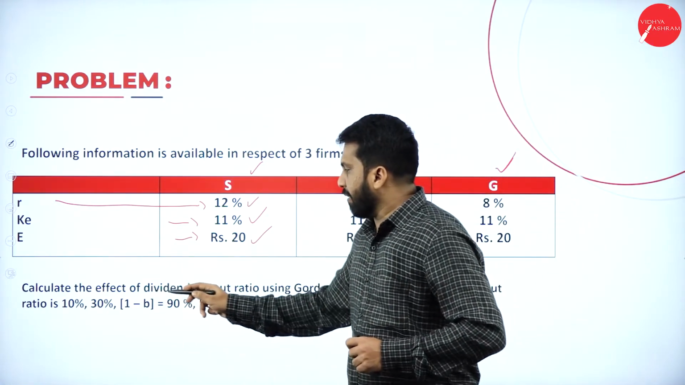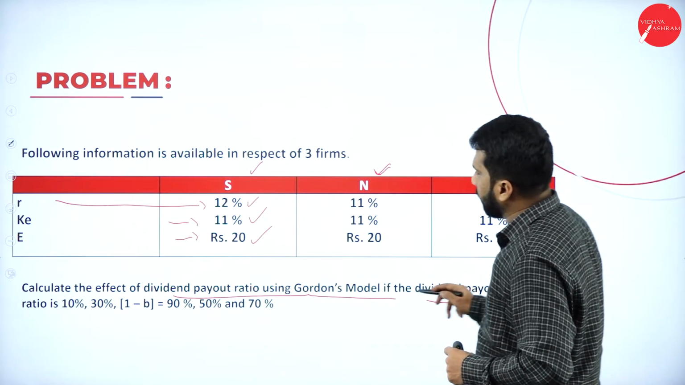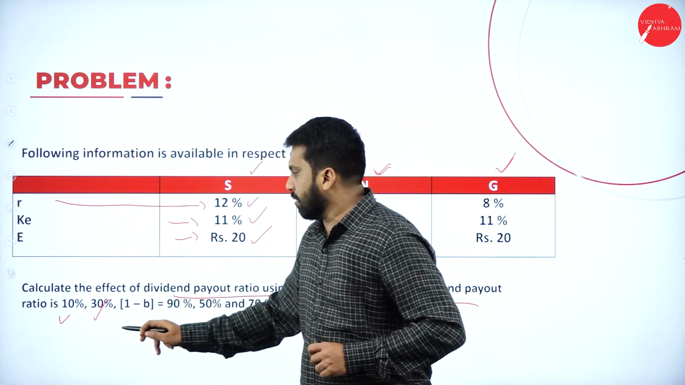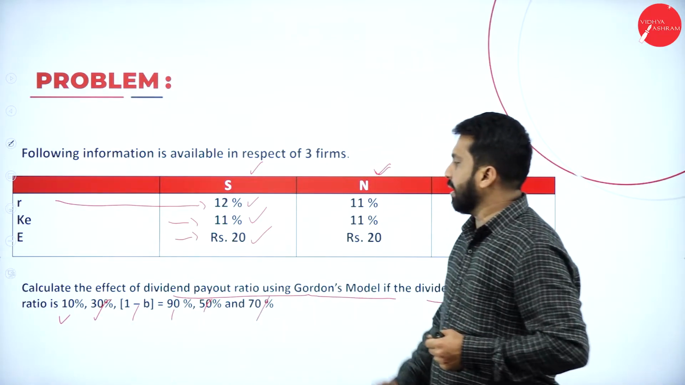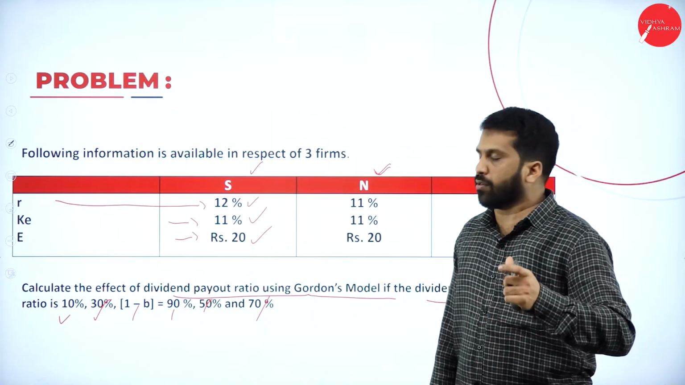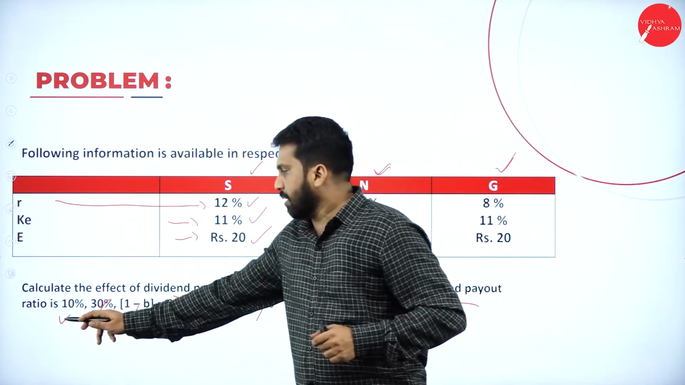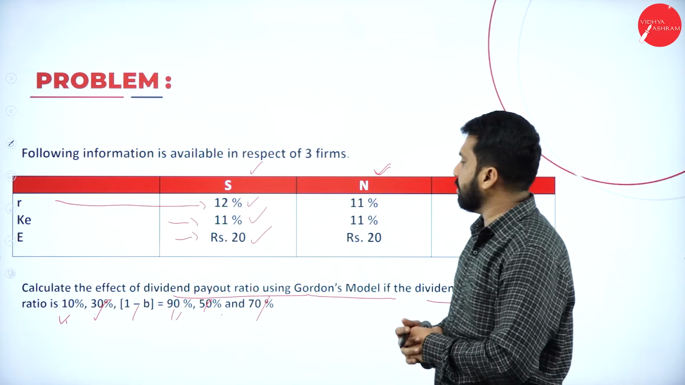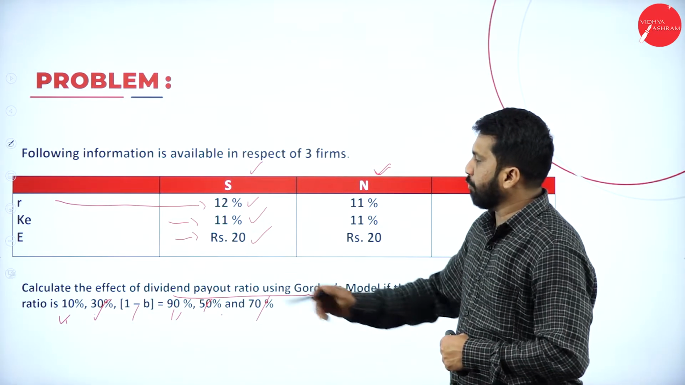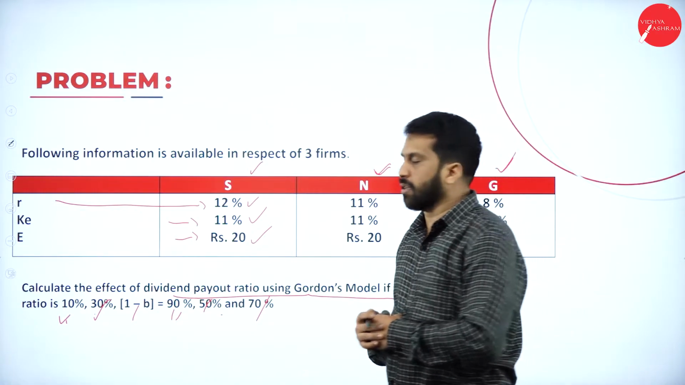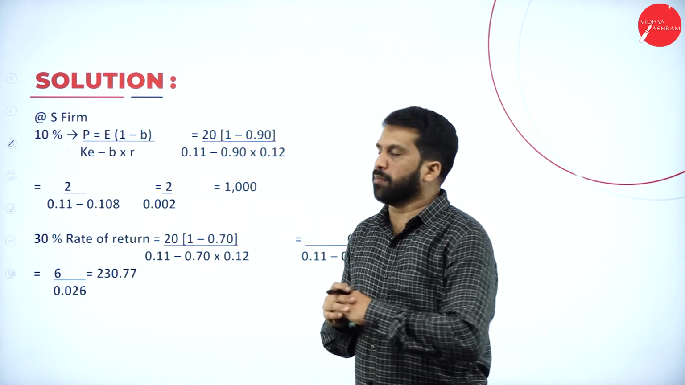Now calculate the effect of dividend payout ratio using Gordon's model. If the dividend payout ratio is 10, 30, 50 and 70, then 1 minus B will be 90%, 70%, 50% and 30%. We have to do it for 10, 30, 50 and 70. Now we are doing one by one.